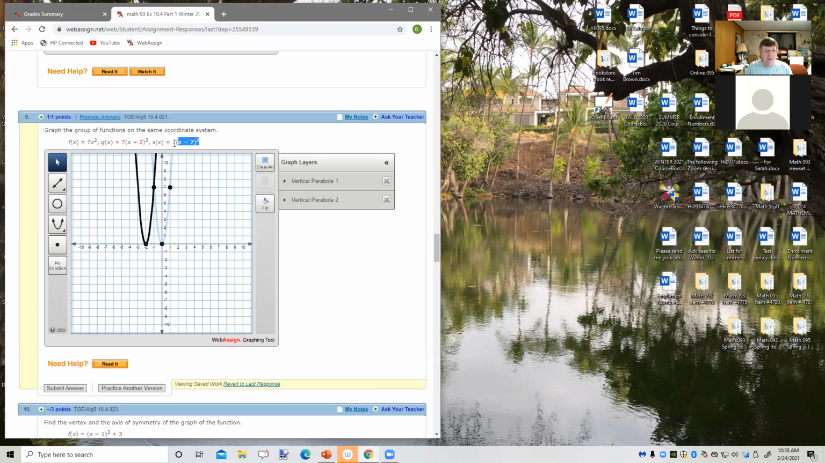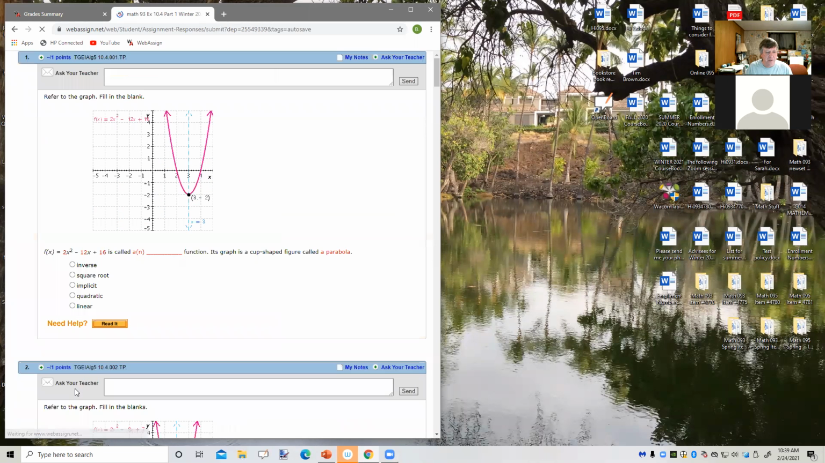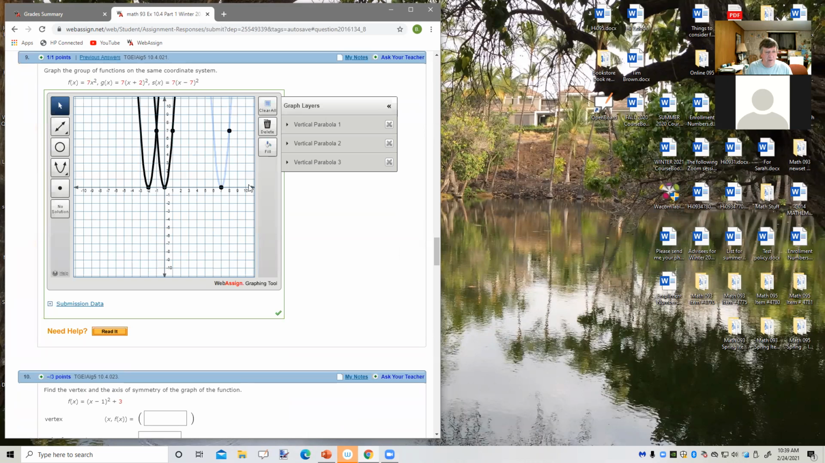Let's take a look at the third function. S of x equals 7 times the quantity x minus 7 squared. So x minus 7 inside, we're going to go to the right 7 units. So from the original, I'm going to go to the right 7 units. I'm going to go to the right 7 units. And there are my 3 graphs. And let's see what that says. And they are correct. Any questions about this?